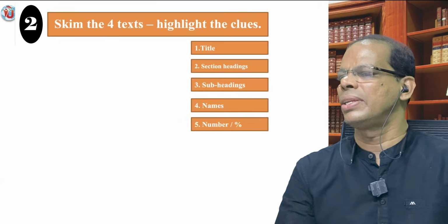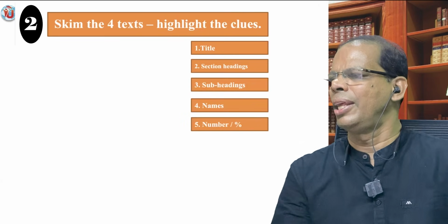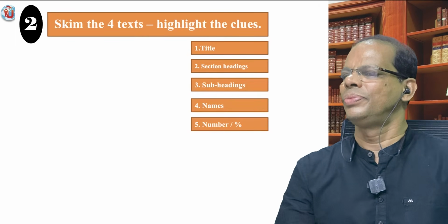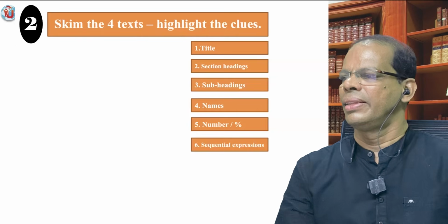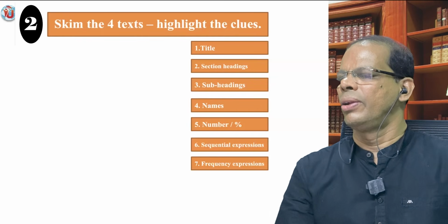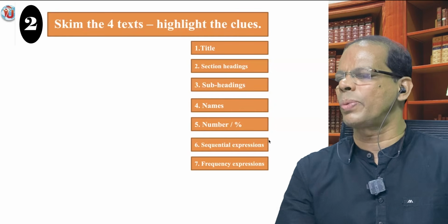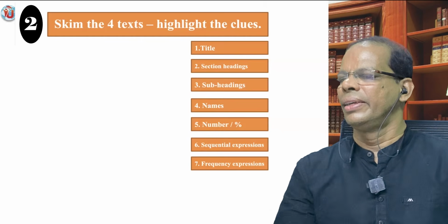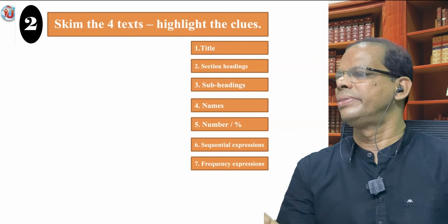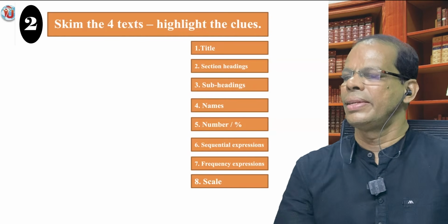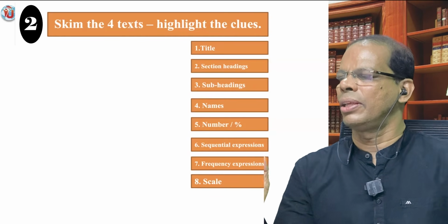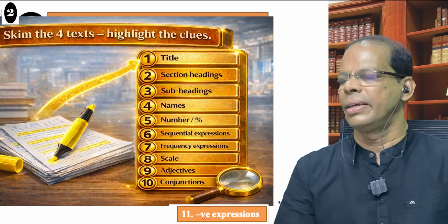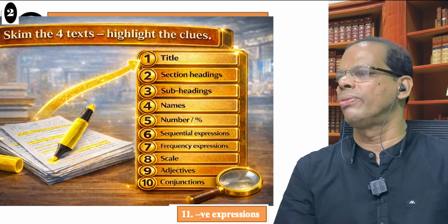Then you have to look for names. Names of what? Names of any test, any medicine, any medication, any instrument, any device, any names. Then numbers and percentages. Then look for sequential expressions, which means first, second, third, another one. Then frequency expressions: very often, rarely, seldom. Then scale: majority, most, many, some, few, all those things. Adjectives, then negative expressions. These are the things you have to look for when skimming.